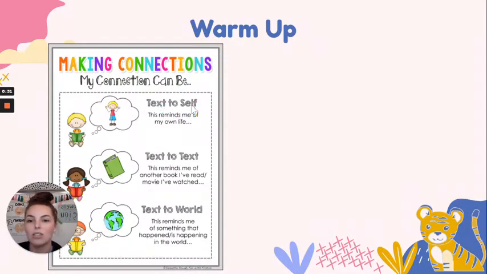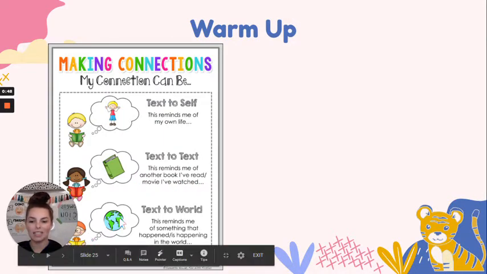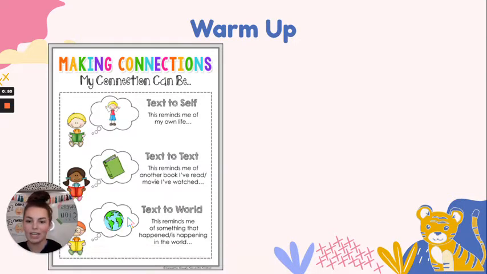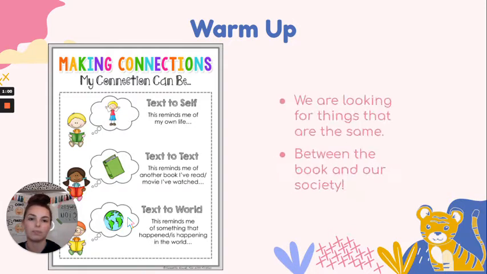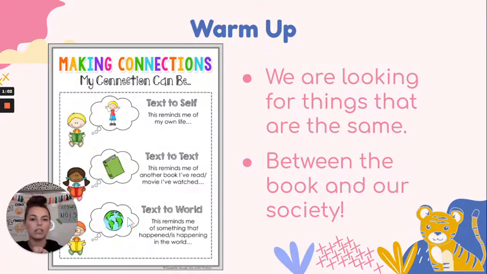So a text to myself, we would say, this reminds me of my own life, something that you've seen or experienced. A text to another text, this reminds me of another book I've read, or maybe a movie that I've watched. And a text to the world is, this reminds me of something that happened or is happening in the world. Maybe it didn't happen to you, but you've seen it happen around you. So connections, we're looking for things that are the same.